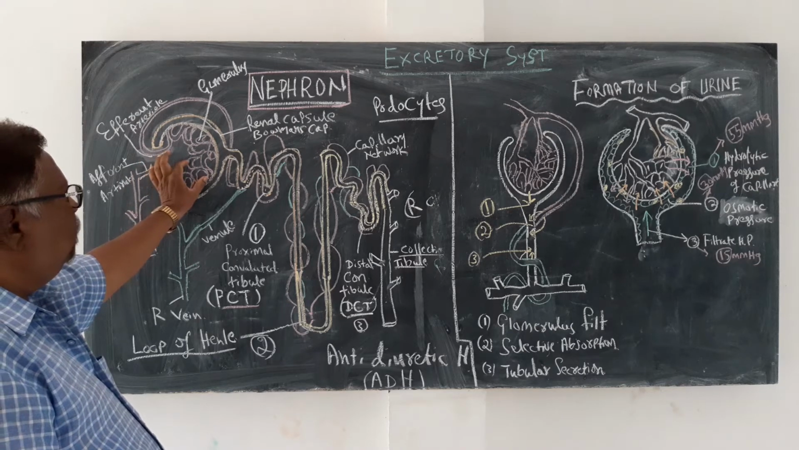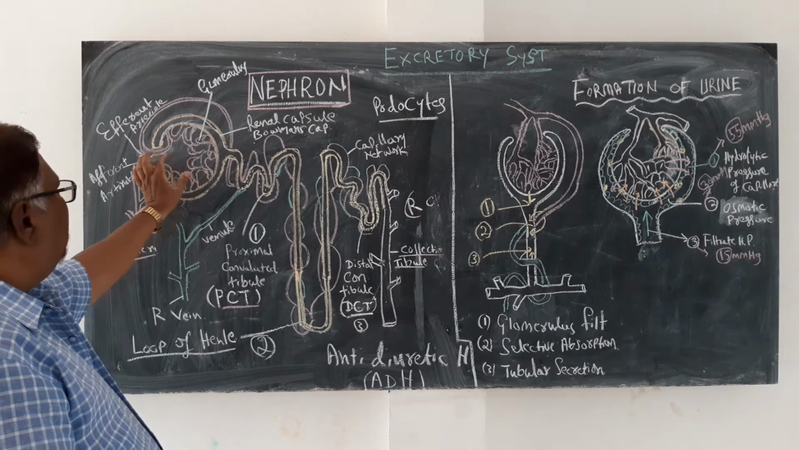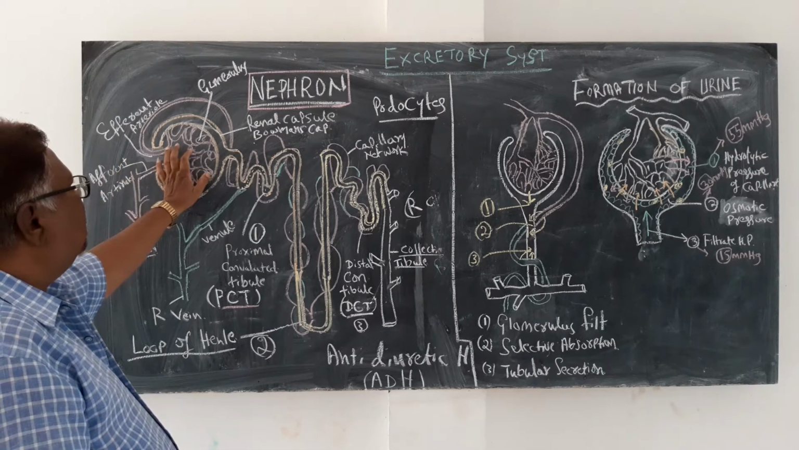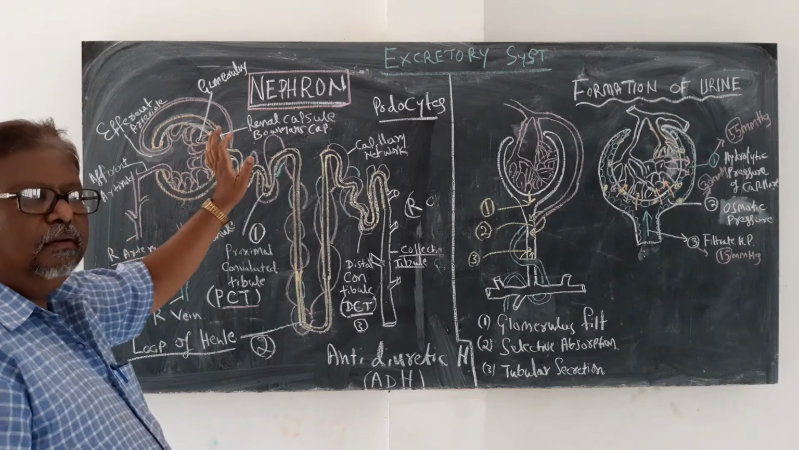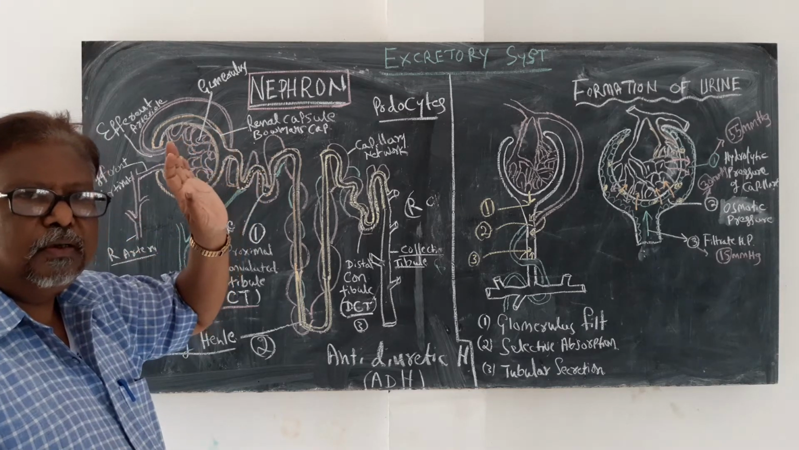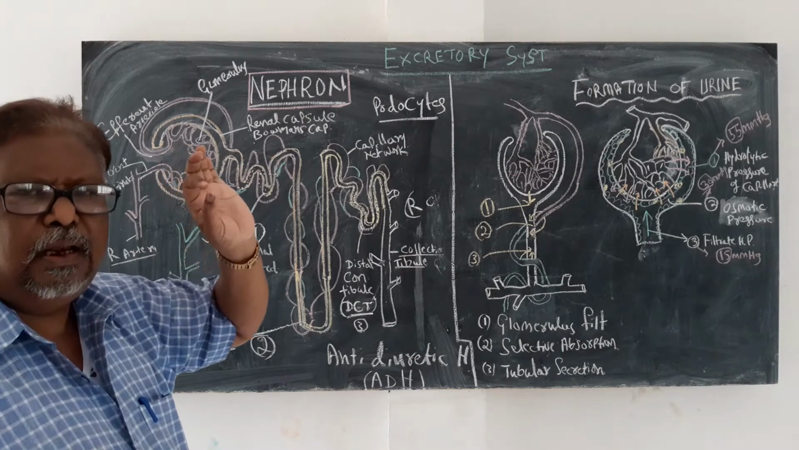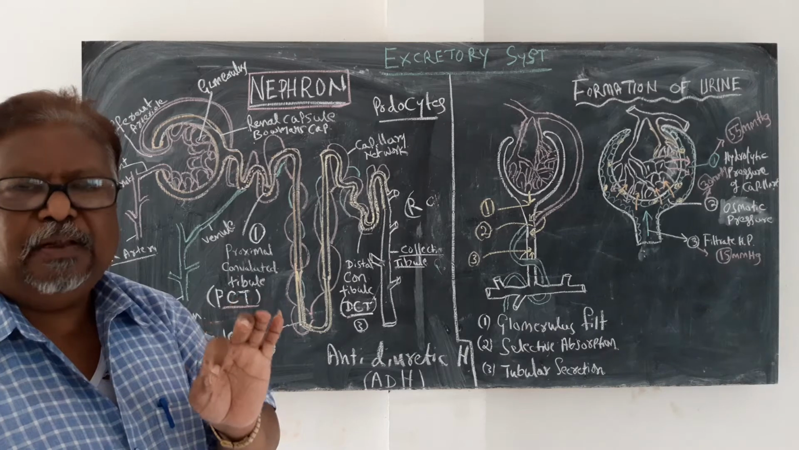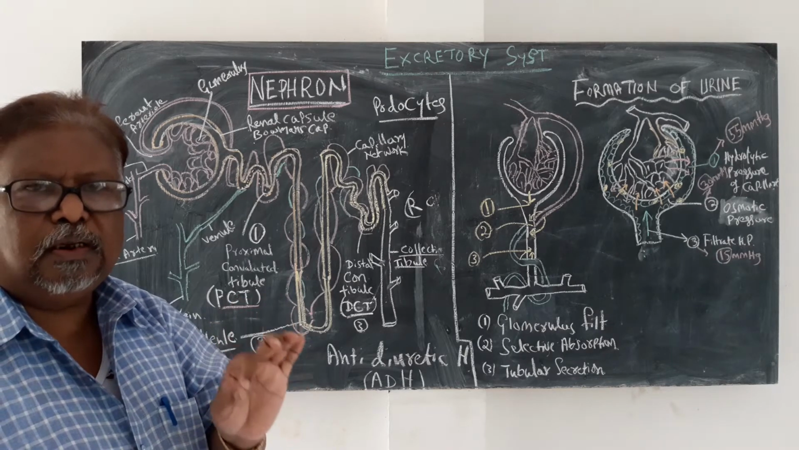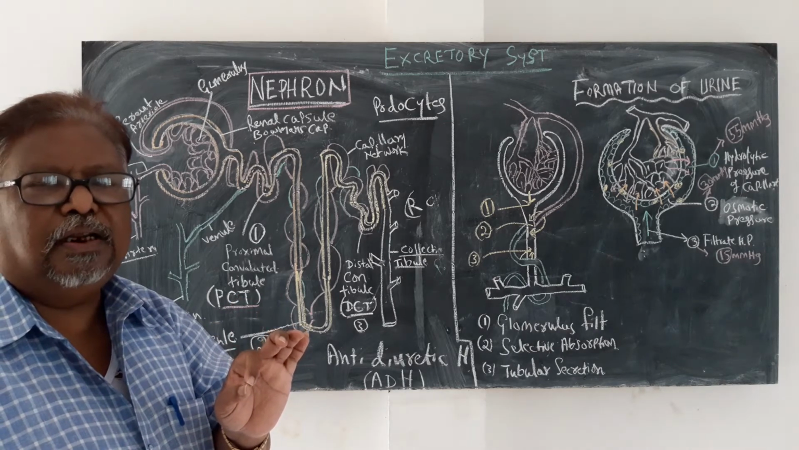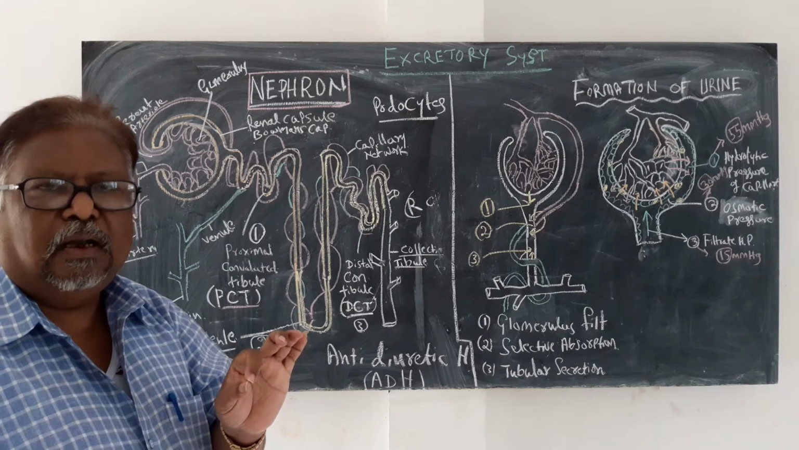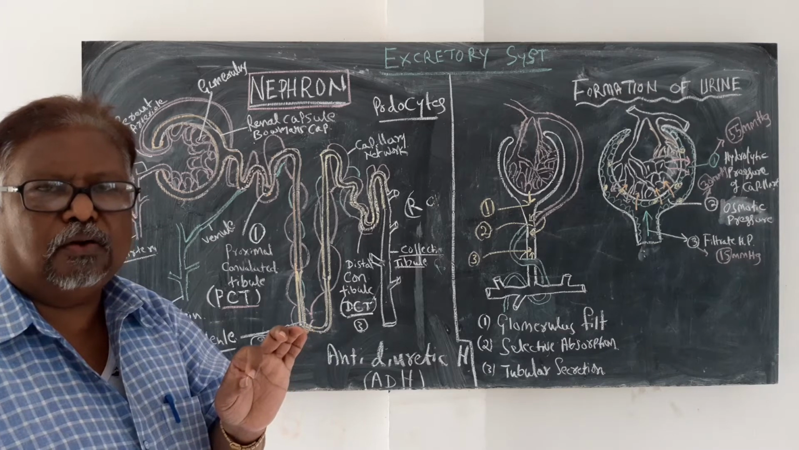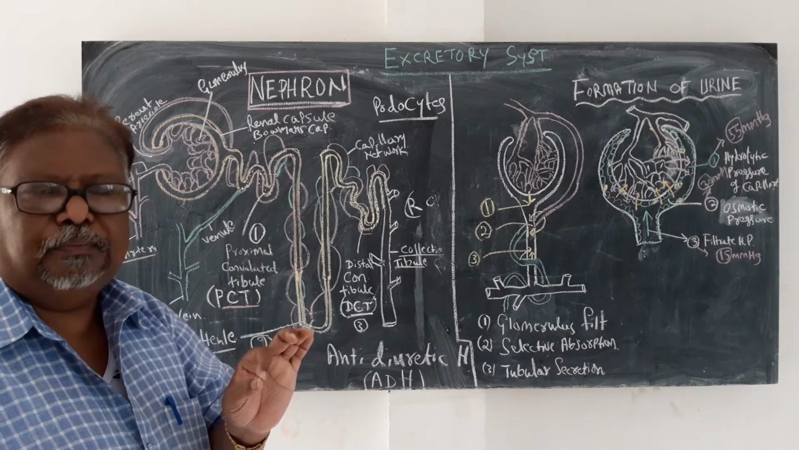I have already explained yesterday, it has one Bowman's capsule wherein the glomerulus is present, which is the network of renal arterioles, that is afferent and efferent arterioles inside, wherein the walls of the arterioles or the capillary network are very thin with a single layer of epithelial cells. So in this portion, the filtration or the exchange takes place and the waste material from the blood is thrown out into the Bowman's capsule.